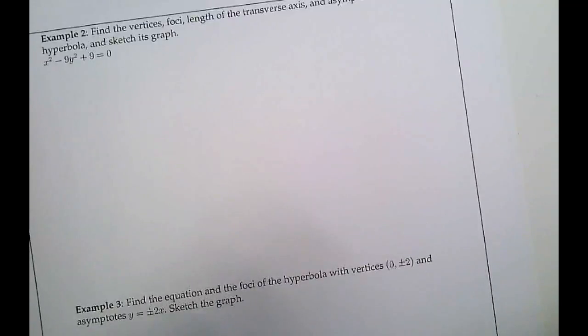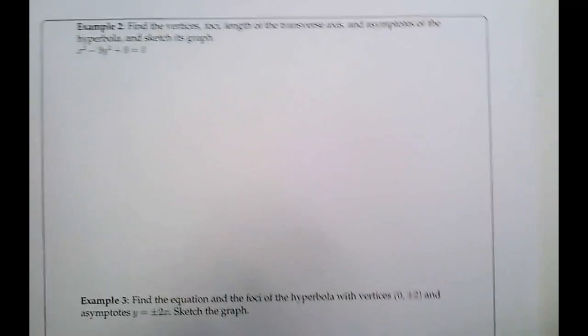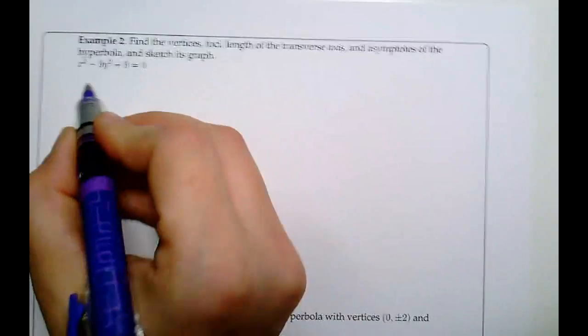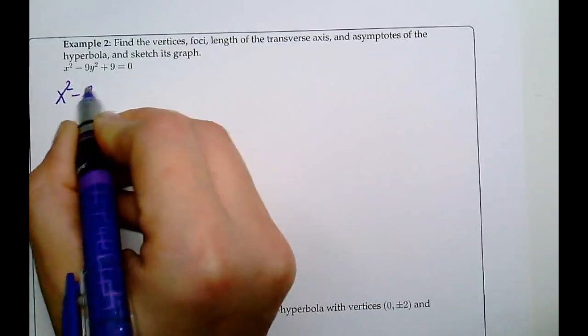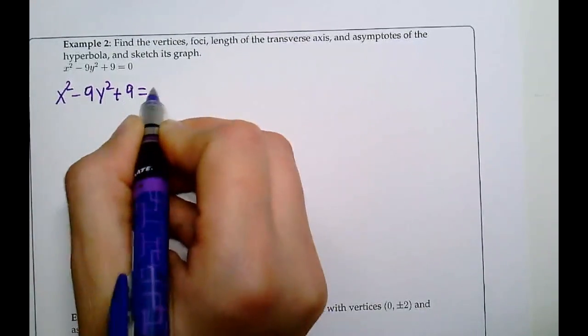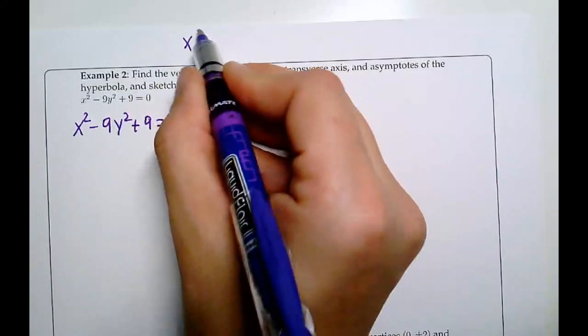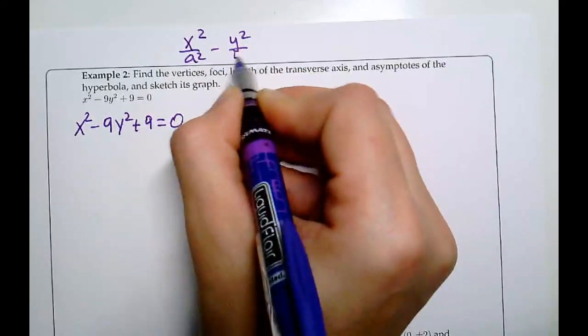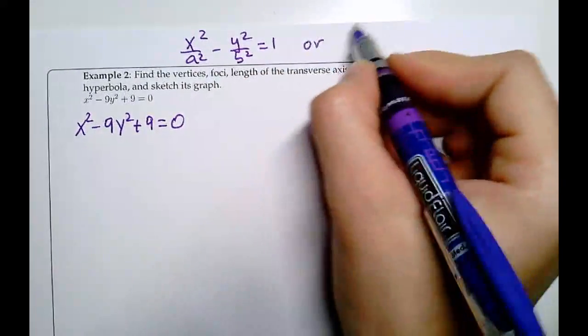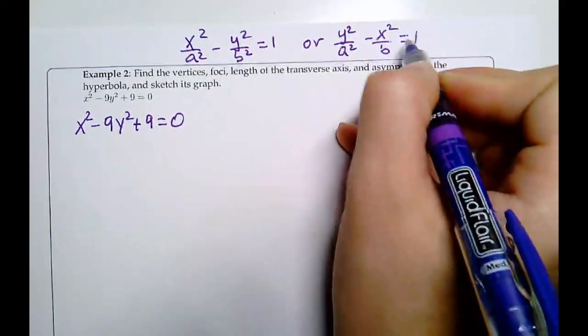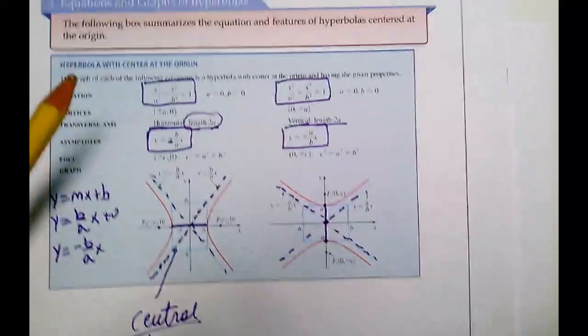Okay, so let's do a couple more examples, and then you guys will practice in the homework. So the next example is find the vertices, foci, length of transverse axis, asymptotes, so the same deal. So now our hyperbola is x squared minus 9y squared plus 9 equals 0. So remember, I have to bring it into the form either x squared over a squared minus y squared over b squared equals 1, or the form y squared over a squared minus x squared over b squared equals 1. So these are the two forms that we have.